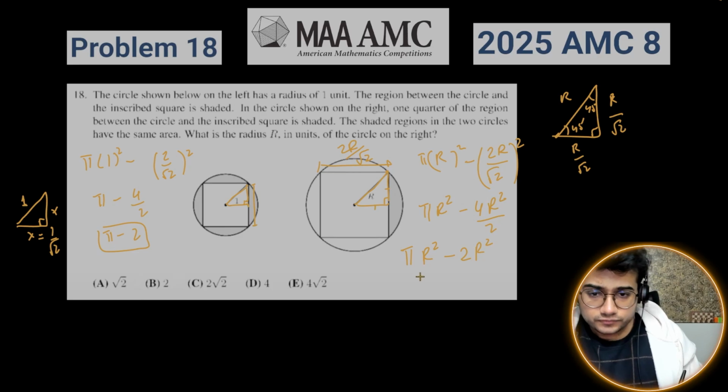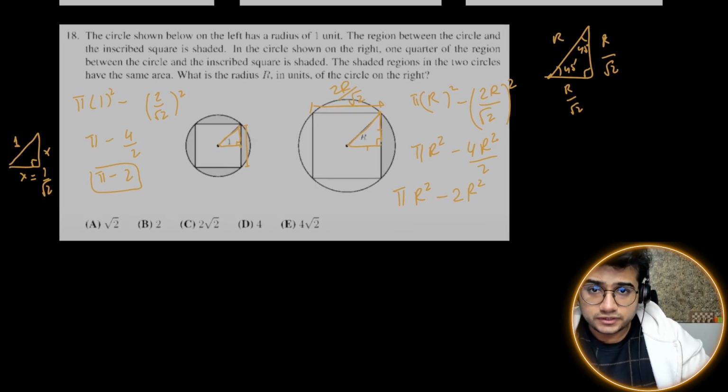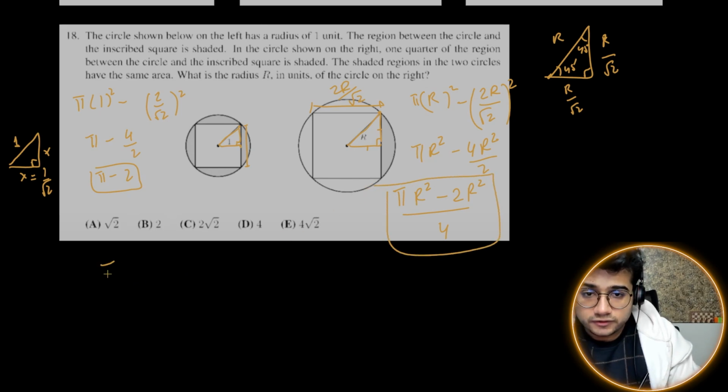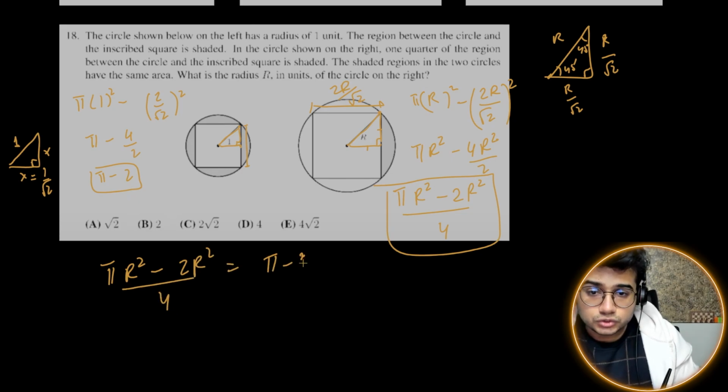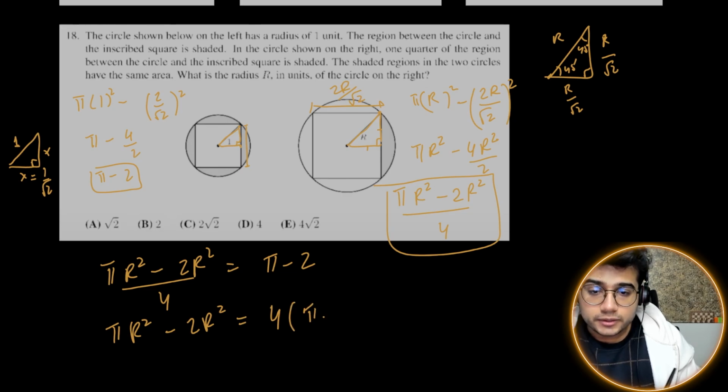So this is just a bunch of algebra, that's it. So we would have that divided by 4 equals the other thing. So we'll just put them equal to each other. So we have pi r squared minus 2r squared over 4 equals pi minus 2. We can just multiply both sides by 4. Let's write that down. Pi r squared minus 2r squared equals 4 times pi minus 2.